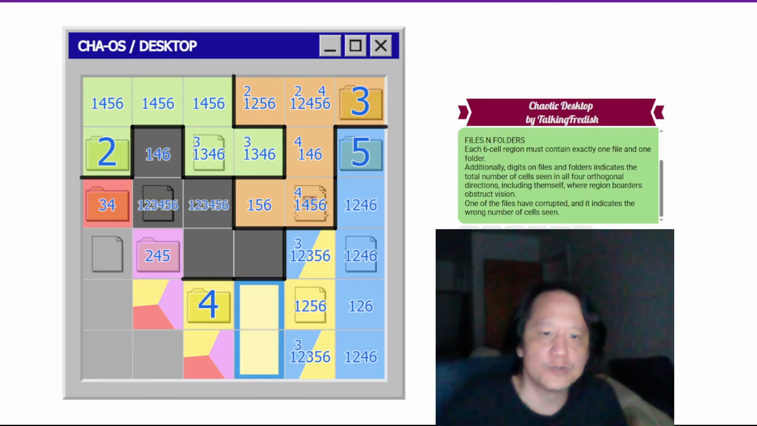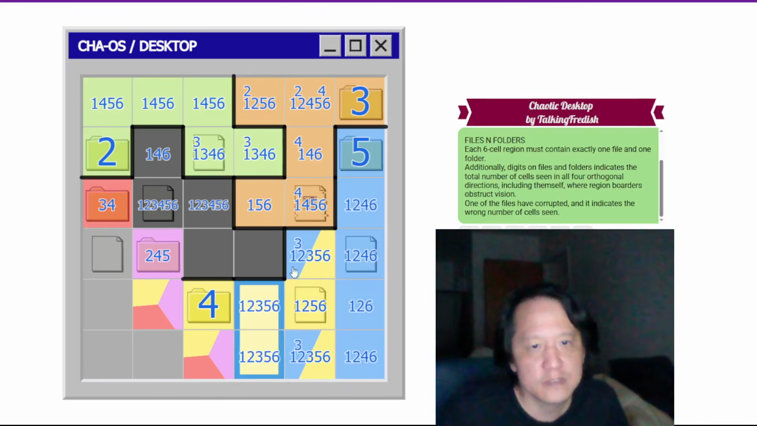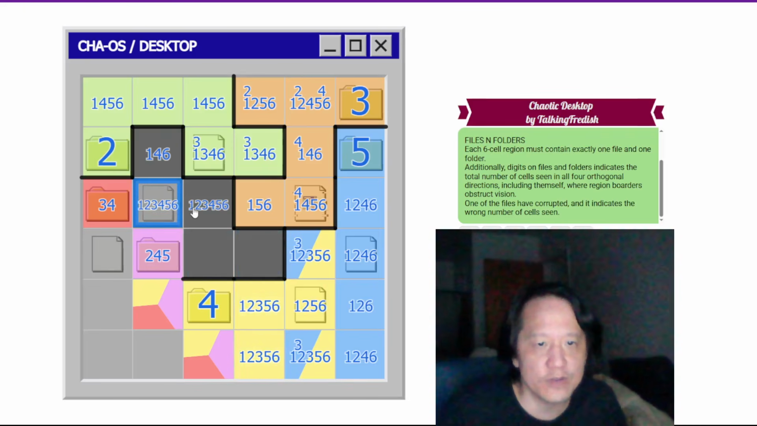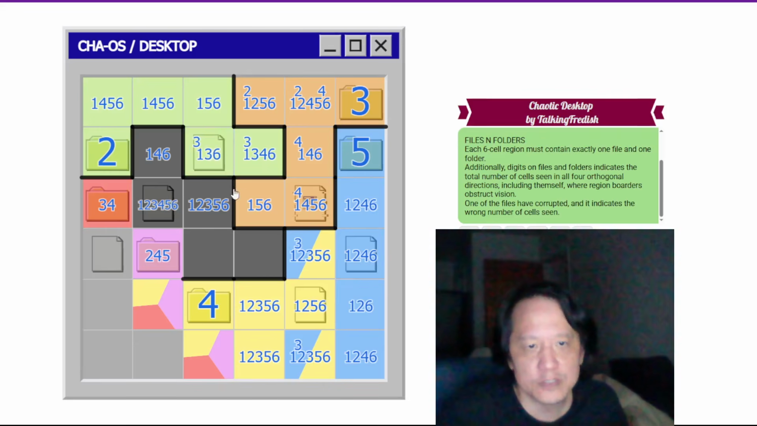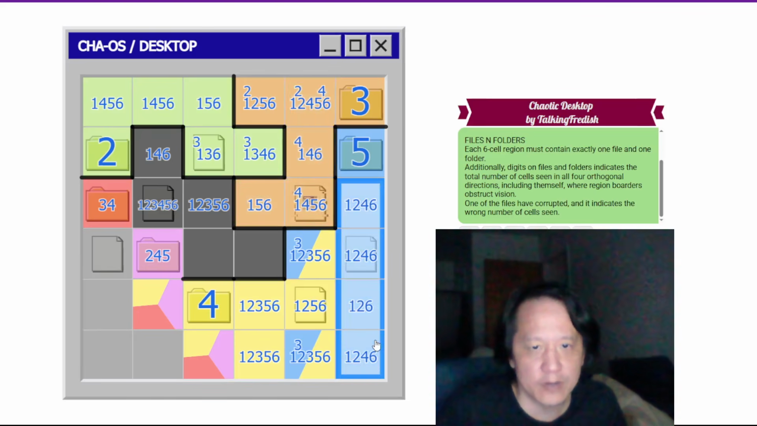This is 1, 2, 3, 5, 6. So we could have a 4. No, 4 eliminates 4 here. It eliminates 4 here and 4 here. So this could still be 3. This could still be 4. And that would not be corrupted.